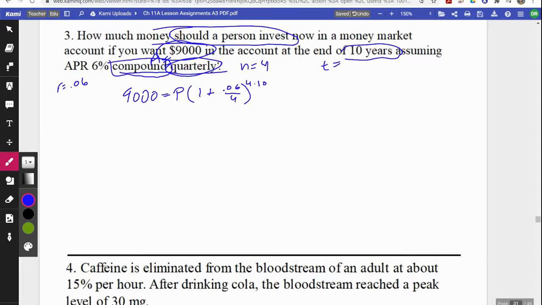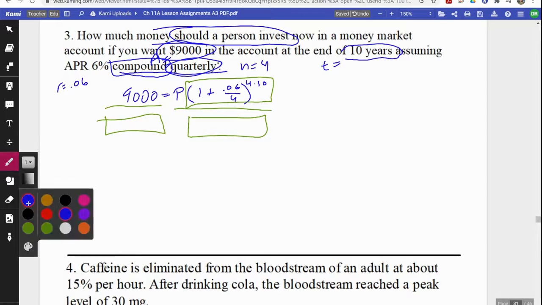Thankfully, what's happening to our variable in order to get it by itself is we would just need to divide both sides by whatever is being multiplied to p. And what's being multiplied to p is this chunk. So if I know what that chunk is, I could just divide 9,000 by that. You could calculate what this is first and then rewrite it. But I am just going to divide by what I boxed as the green thing.